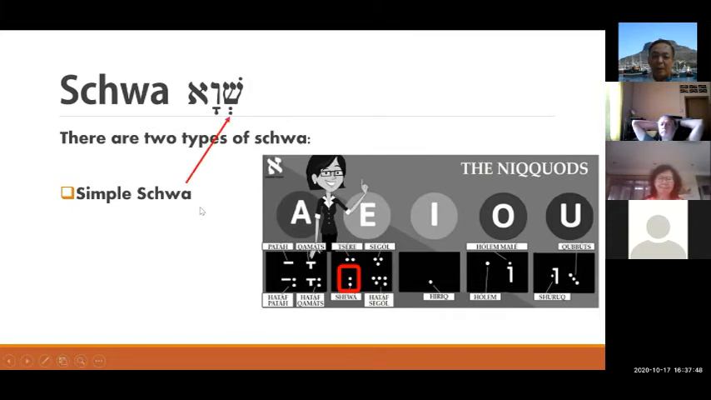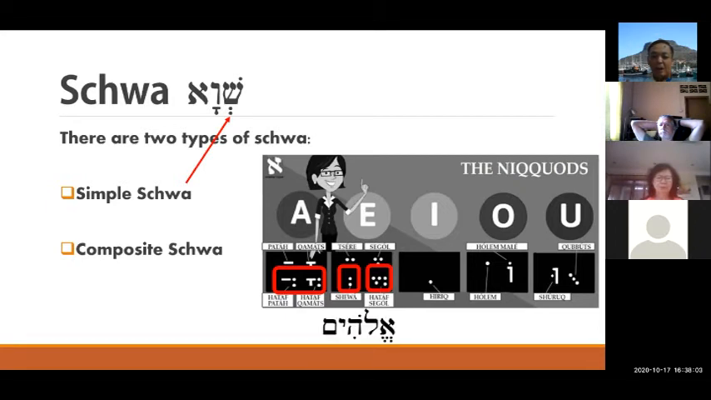And the other one is a composite schwa, or compounded schwa. A compounded schwa is something like this: a schwa with a kamats or a patah, right? So this is a composite schwa. These are the two types of schwa. For example, Elohim. You can see this is a Hataf Segol, which is also a composite schwa.